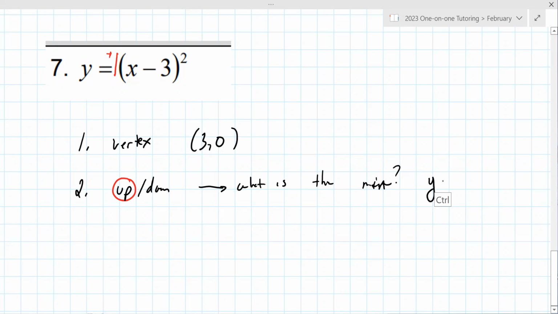So if it's positive, it opens up, which means it'll have a minimum, and if it's negative, it opens down, which means it'll have a maximum. But then if I ask what is the min or what is the max, it's the y value of the vertex. And my question really is, how do you remember stuff that's important? How do you commit this stuff to memory?